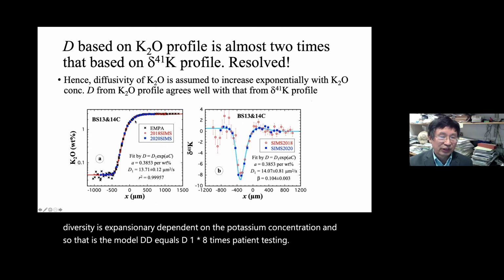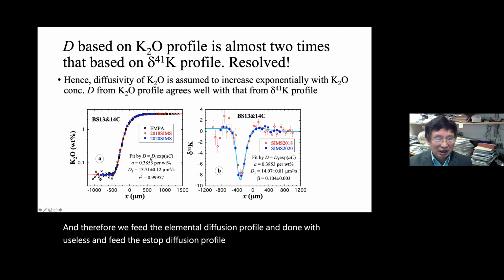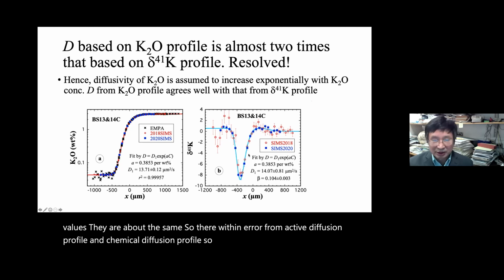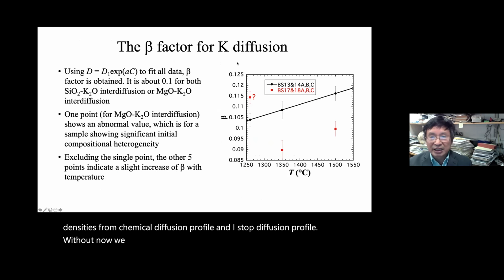And therefore we fit the elemental diffusion profile, and then we use this and fit the isotope diffusion profile. And now these D1 values are about the same. They are within error between the isotope diffusion profile and the chemical diffusion profile. So finally, we resolved this issue of different diffusivities from the chemical diffusion profile and isotope diffusion profile. And so now we can examine the beta factor for potassium diffusion.